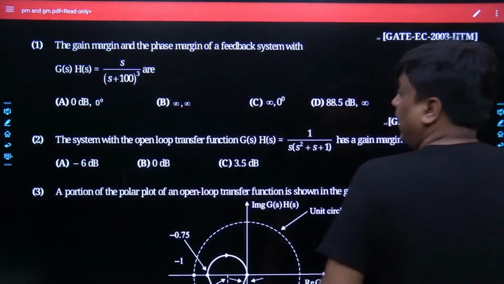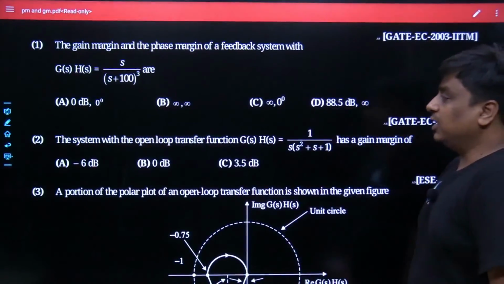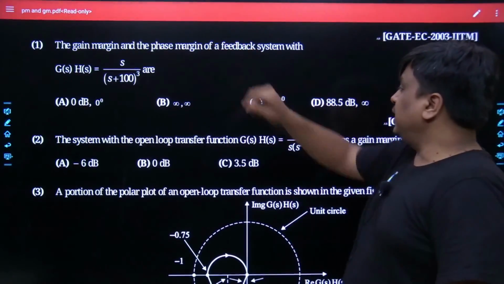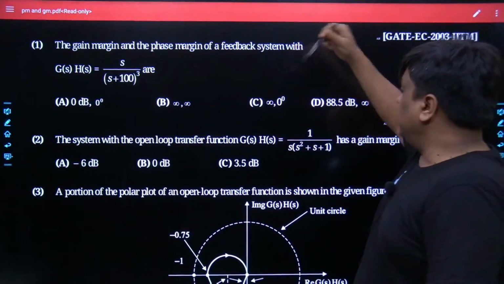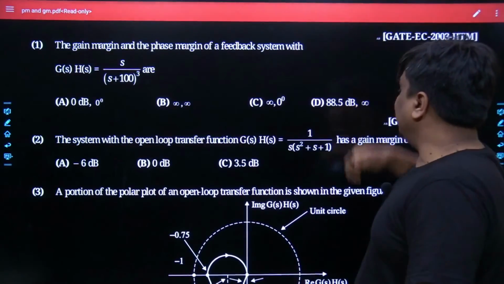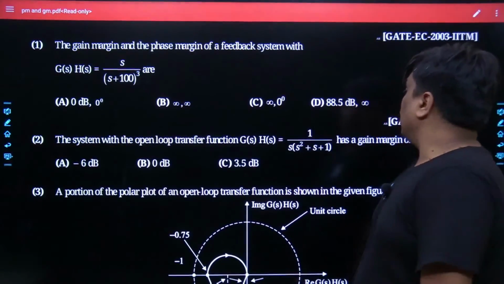Option A is 0 dB with 0 degree. Option B is infinity and infinity. Option C is infinity and 0 degree. And similarly, D is 88.5 dB, comma infinity.